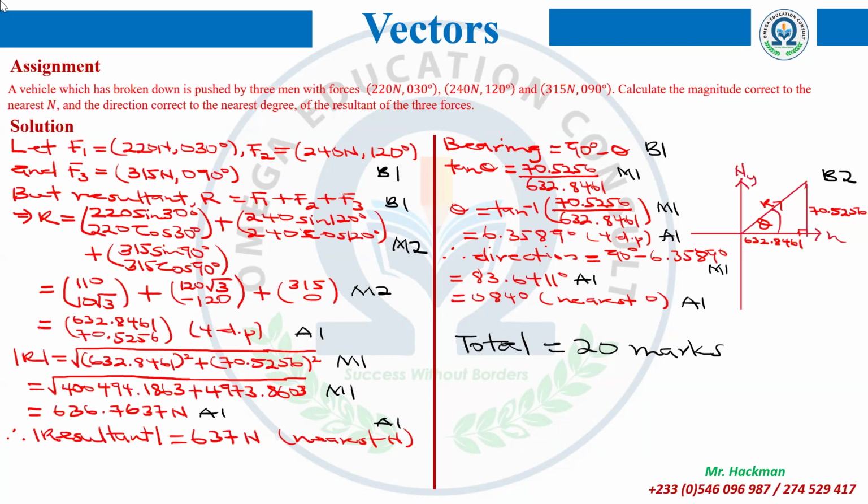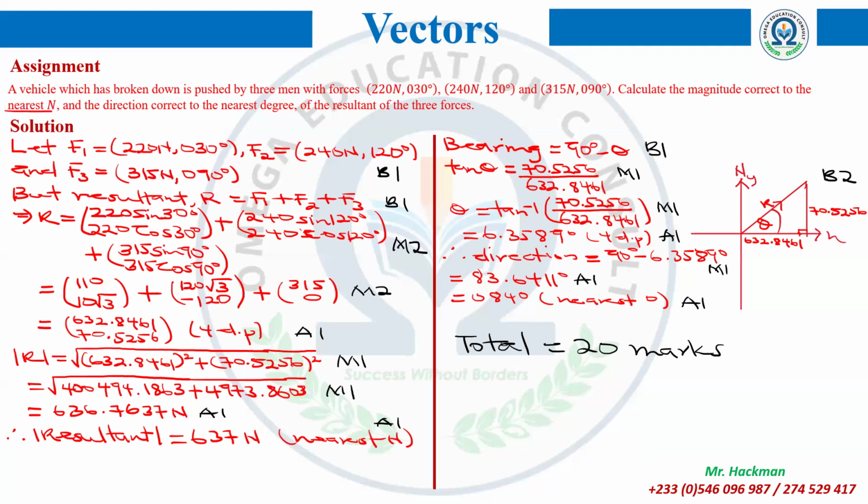We know that anytime we read questions, we have to make it a habit of underlining the salient part. So let's read and underline the salient parts, if any. A vehicle which has broken down is pushed by 3 men with forces. Calculate the magnitude correct to the nearest Newton. So you underline this. Very critical.